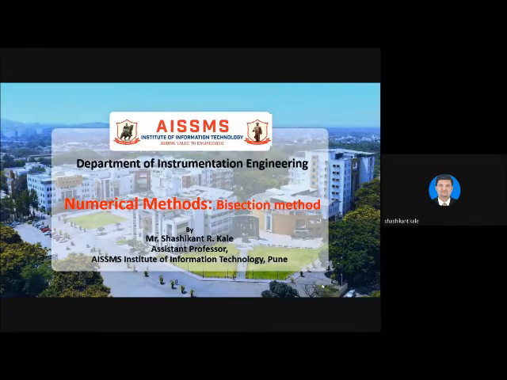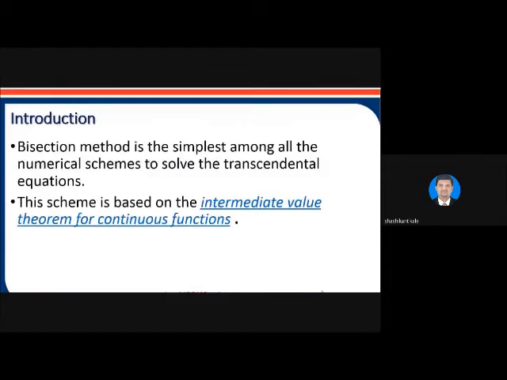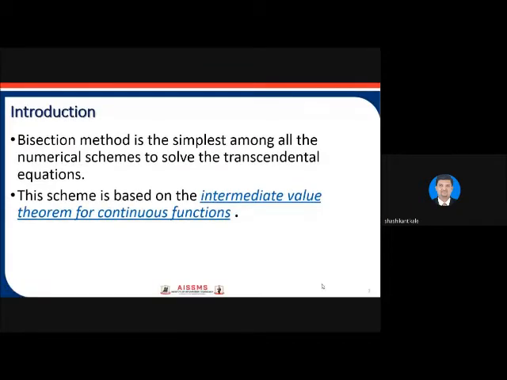Today we are going to discuss numerical methods and focus on the first method, the bisection method. The bisection method is the simplest among all the numerical schemes to solve the transcendental equation. This scheme is based on the intermediate value theorem for the continuous function.